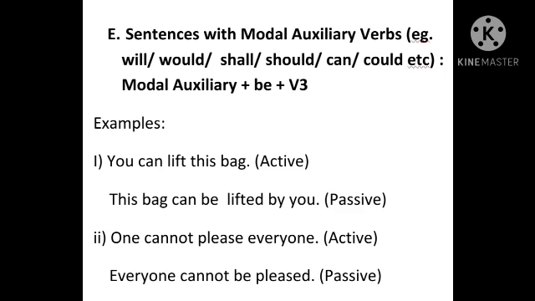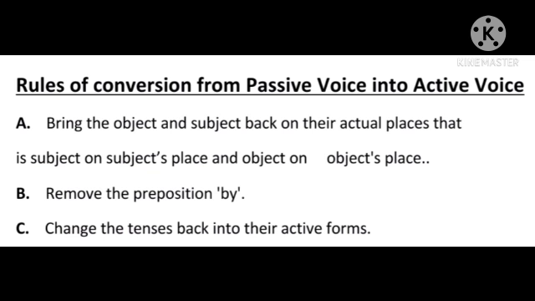One cannot please everyone. Everyone cannot be pleased by one. It is not necessary to mention. So children, in this way we have seen how to convert the sentence from active to passive voice. Now let's see rules of conversion from passive voice into active voice. We have to do just the opposite things.